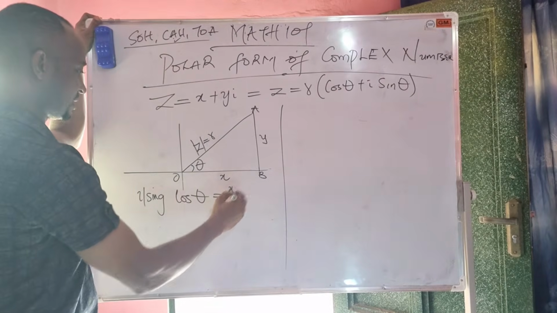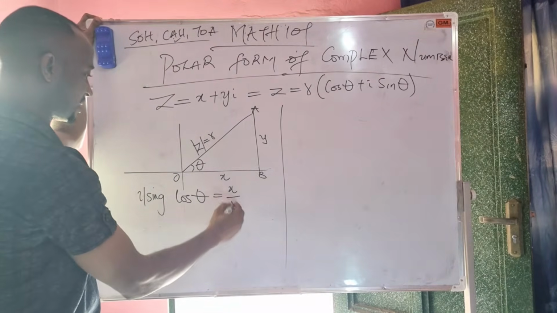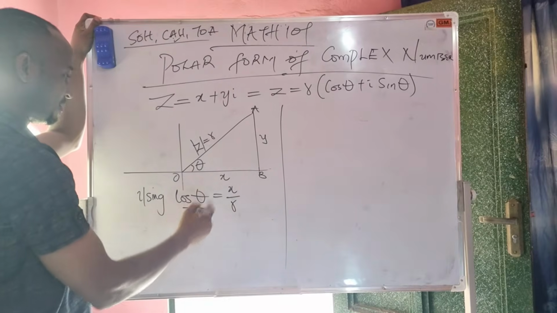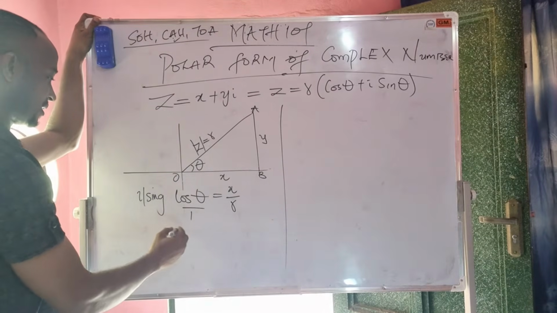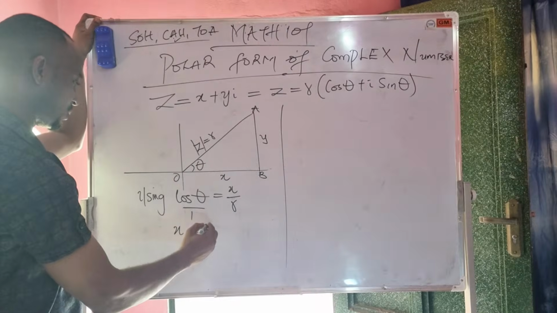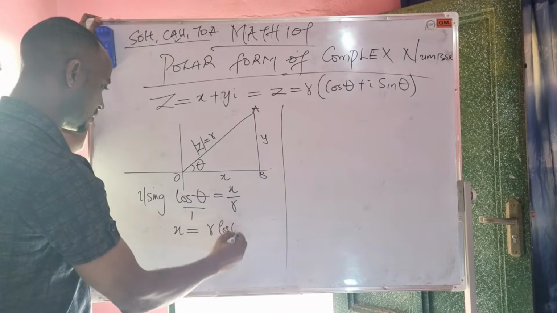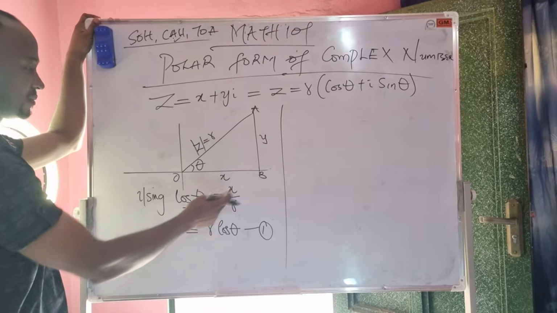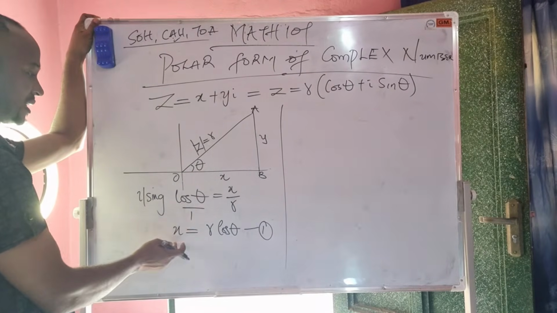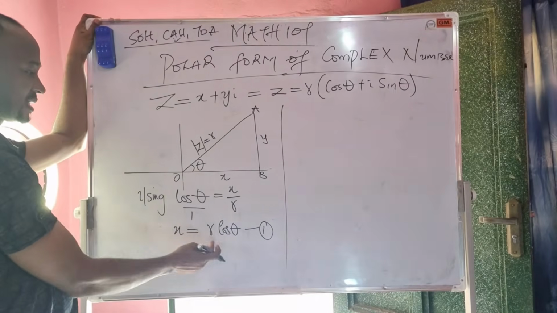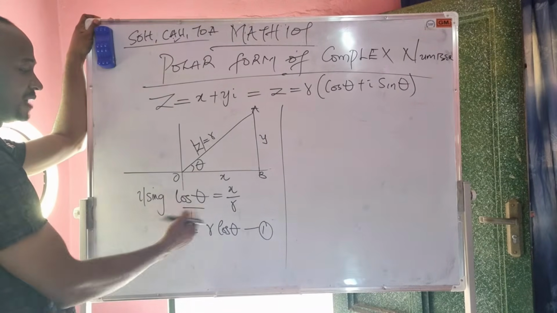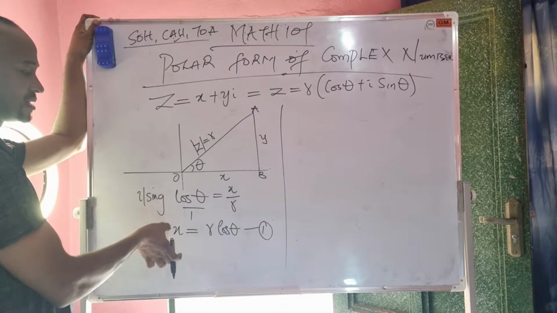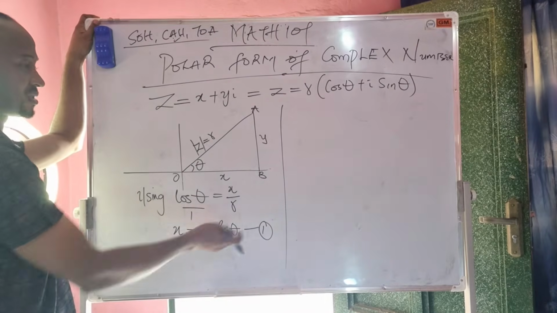Adjacent is x, hypotenuse is r. By the time we cross multiply this, x times 1 will give us x. So x equals r cos theta, equation 1. What we did here is that we just cross multiplied: x times 1 is x, r times cos theta is r cos theta. Now I've been able to resolve for x. That means the x component represents r cos theta.